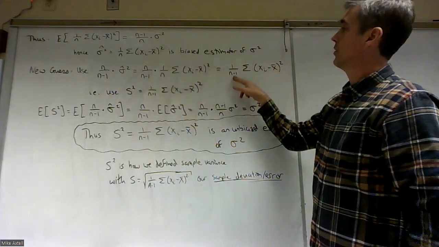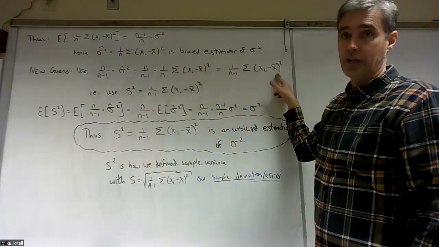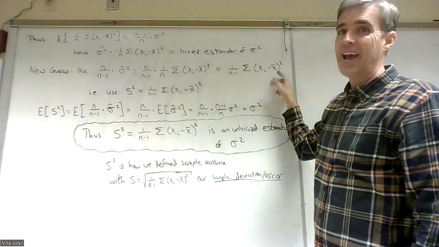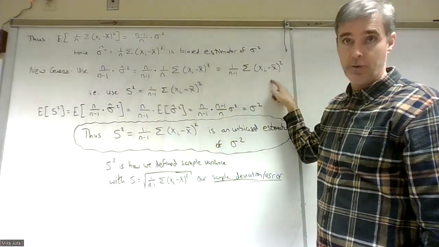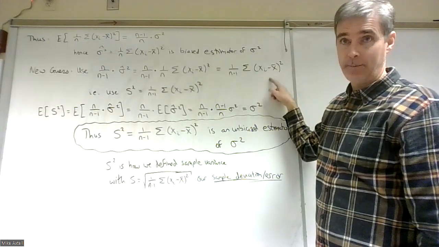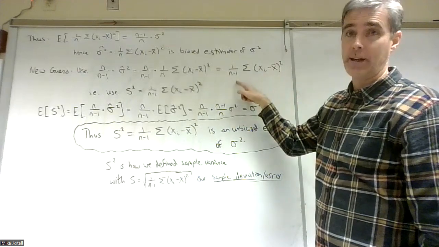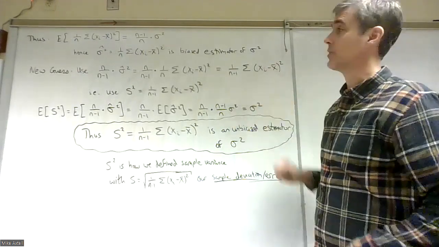The n's cancel, you'll note, and I now have this for my next guess for an estimator of sigma squared, which is hopefully unbiased. And this should look familiar, right? This is what we defined as our sample variance. And this is what I held off in explaining why n minus 1 instead of n. But let's just see if this works.